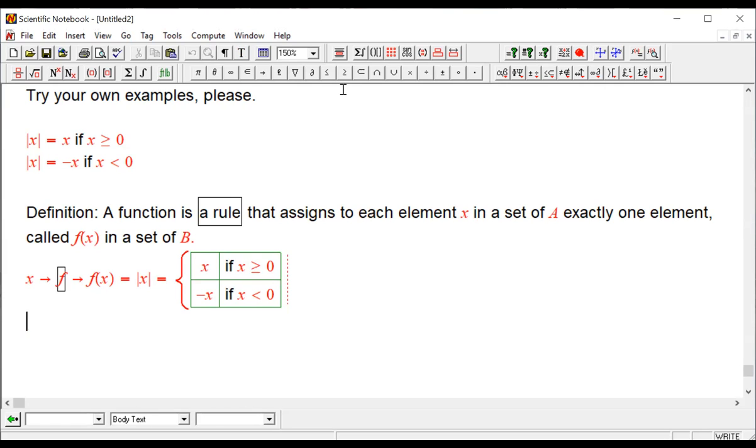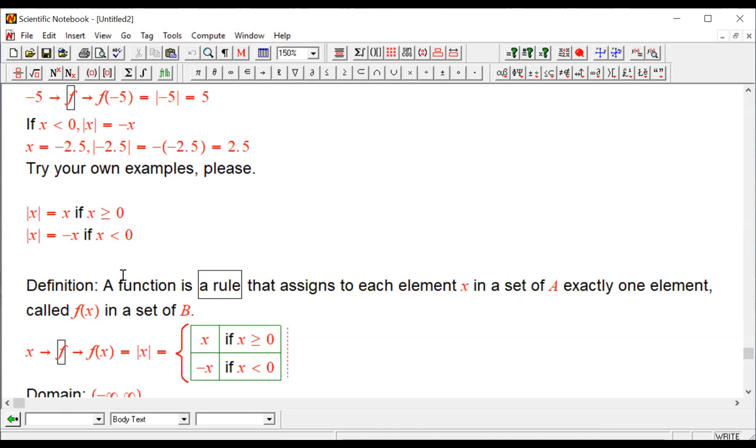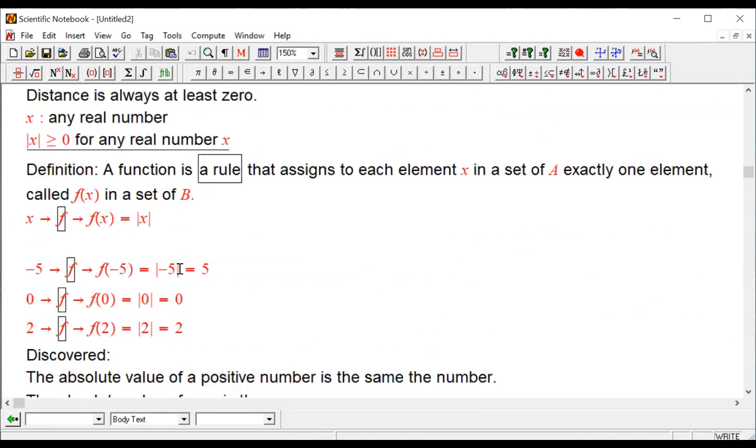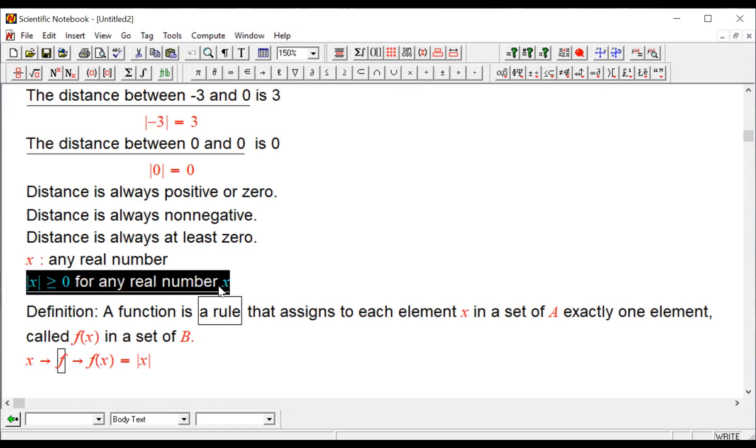Okay, so let's look at domain and range. Domain: can we find the absolute value of any real number? Yes. So the domain is all real numbers. How about range? We actually mentioned the range earlier. The absolute value, as we know, is never going to be less than 0. It's always going to be at least 0. We already mentioned that.